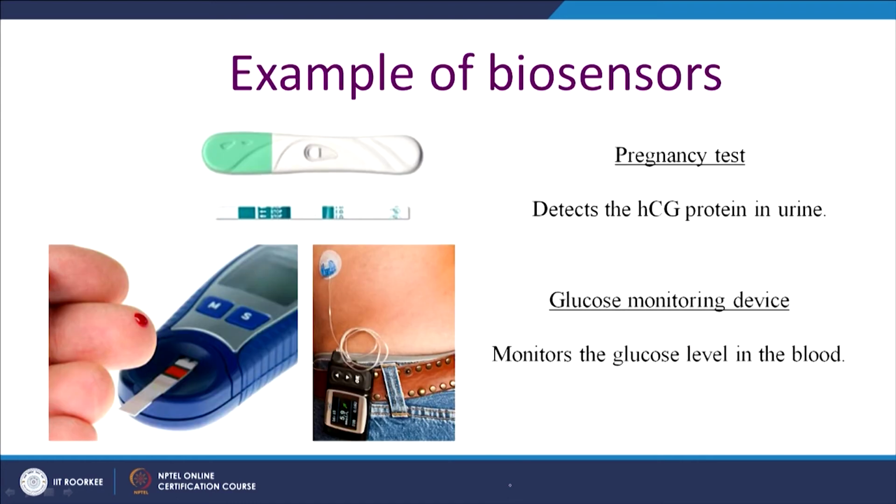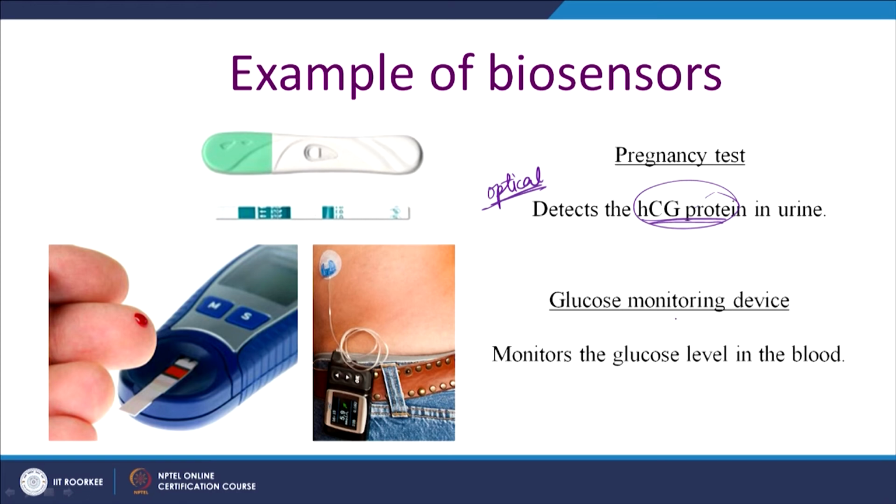Now, let us look at some examples of biosensor. Obviously, the most common is the pregnancy test. Basically, it detects a protein in urine. So, you have biosensors here that are enzymes that are specific to this particular protein. When they interact with each other, they give out a signal, and the signal is an optical signal, because the color changes. So, a colorimetric signal, and then you can know whether the pregnancy test is passing or failing.